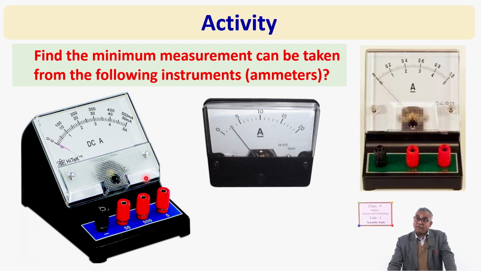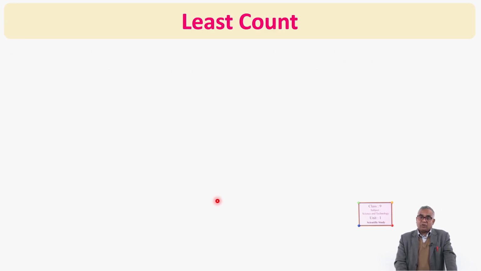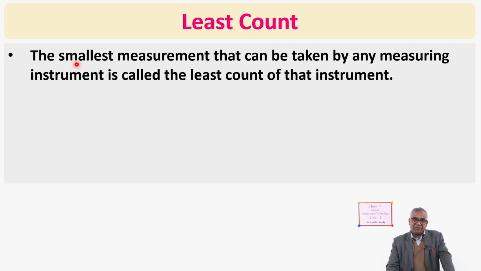So here you have found another concept: different measuring instruments have different minimum measurements given by them. Okay, and what do we call the minimum measurement? Later we are going to become familiar with it. That term is given at the top. The smallest measurement that can be taken by any measuring instrument is called the least count of that instrument.